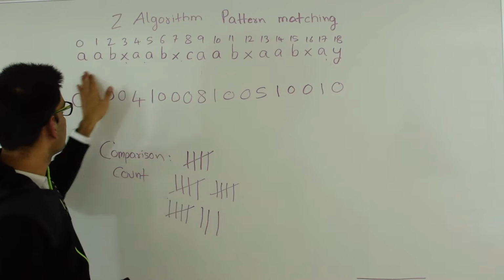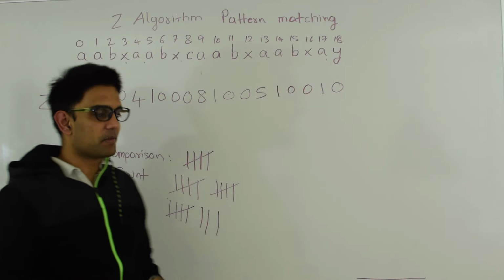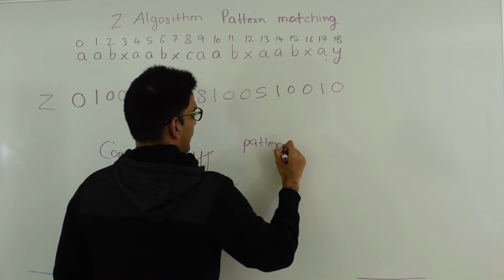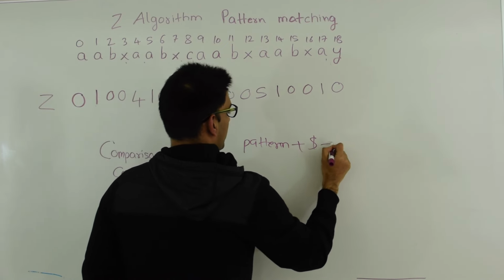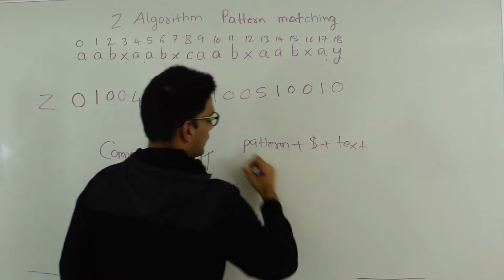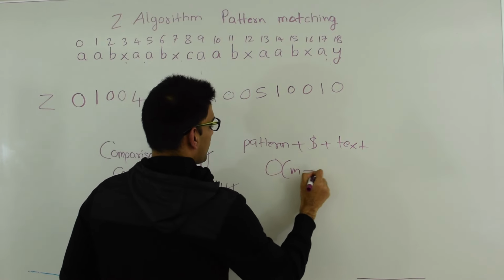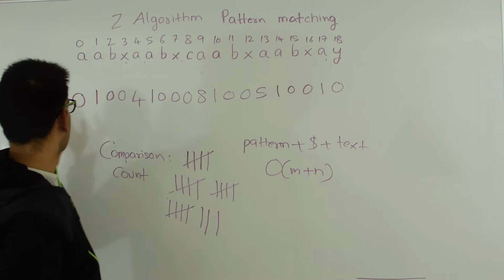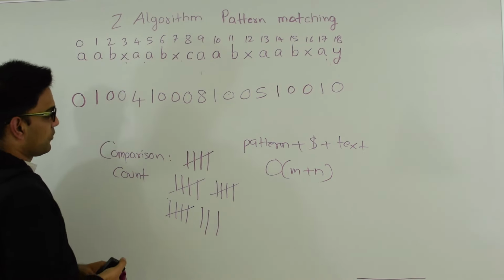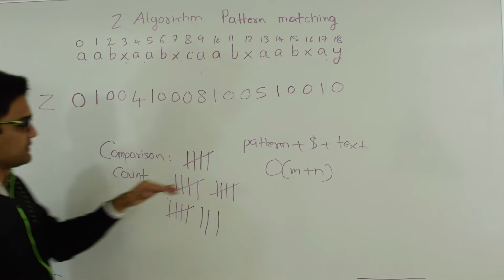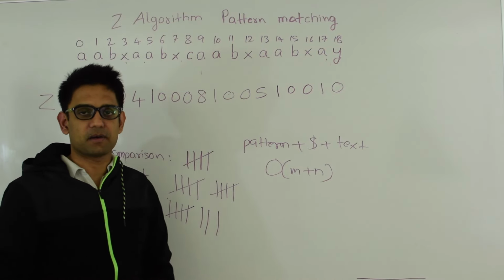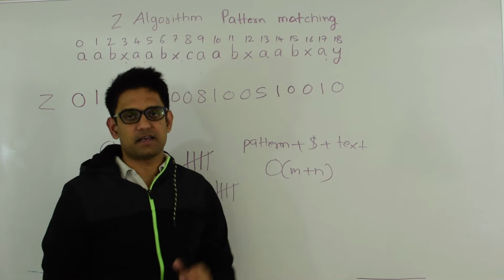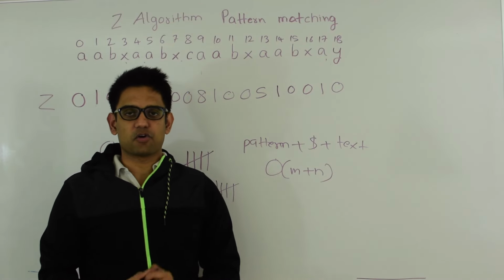Again, this string will be the combination of pattern plus dollar plus text, and the total length of this string will be O of m plus n. And we saw that we can do a linear number of comparisons to generate this Z array. So basically I'm saying that we can generate this Z array in O of m plus n time complexity, and the space complexity for this algorithm will also be O of m plus n. In the next section, let's look at the code for this algorithm.